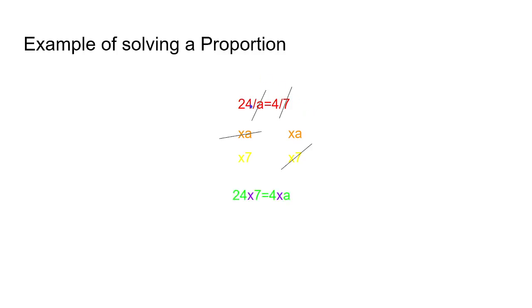On the left, we get 24 times 7 equaling 4 times a. Simplifying this, we get 168 equaling 4a. Dividing both sides by 4, we get that a is equal to 42. So if you want to see this proportion, here it is: 24 over 42 is equal to 4 over 7.